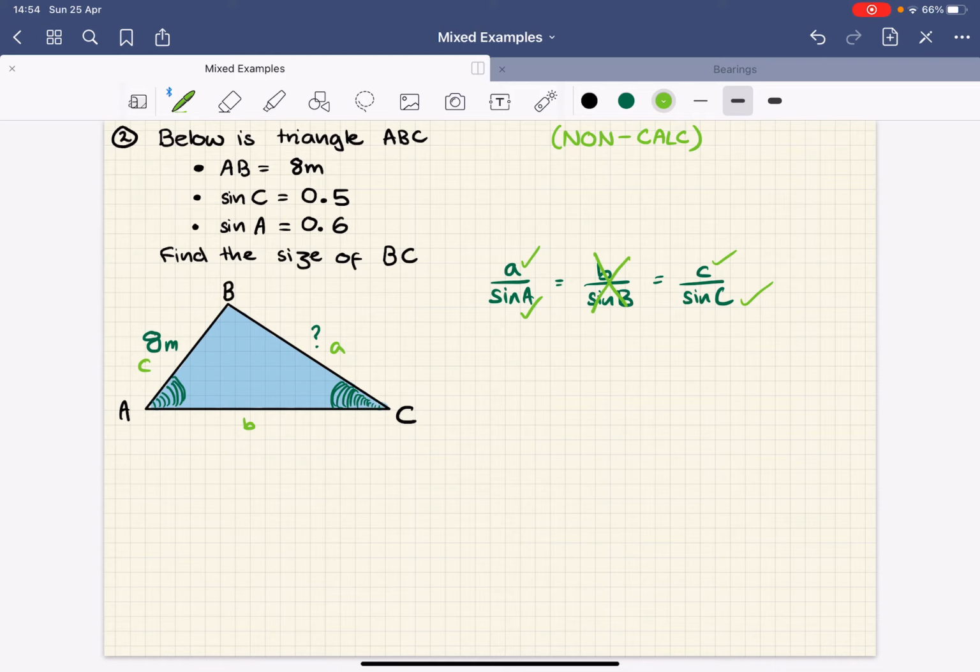So substituting into that then, my lowercase a I still don't know, so that's going to stay as a. Now my sine a, we are specifically told sine a equals 0.6, so that's just going to be 0.6 there. And then my lowercase c is 8. And my sine c, we are specifically told sine c equals 0.5.